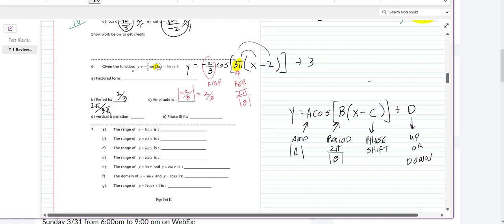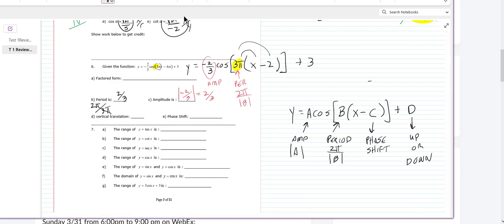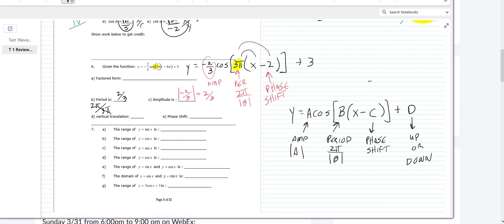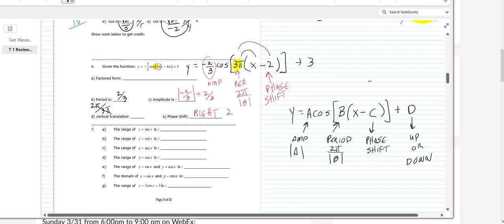Okay, the phase shift is this number right here. Okay, and like when you were in college algebra, you learned that if it's minus, it goes to the right. If it's plus, it goes to the left. So since this is minus, this goes to the right. So you're going to have a phase shift. You just want to say right 2. So I want you to either say left or right. Okay, and that will be your phase shift.